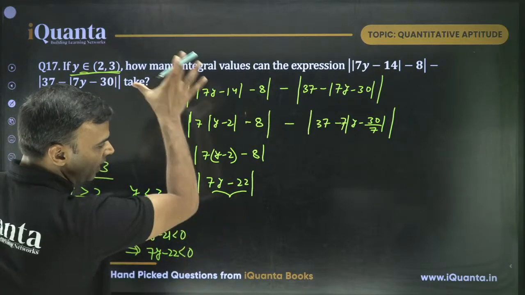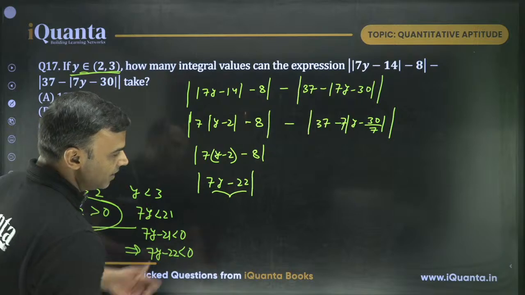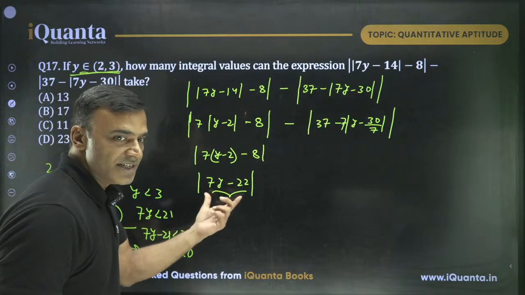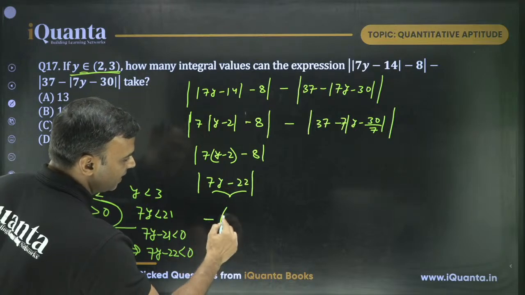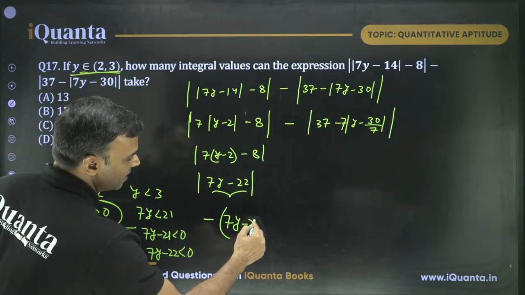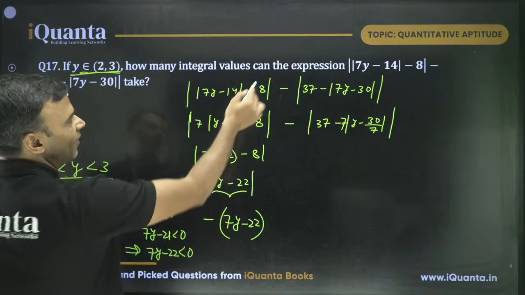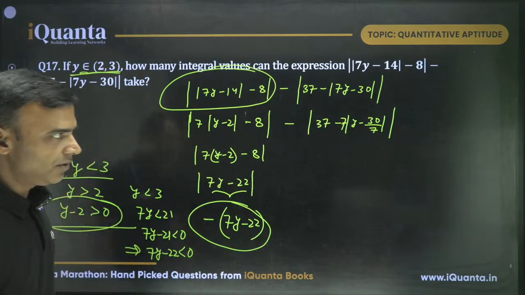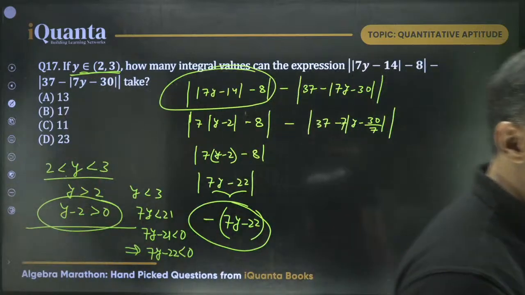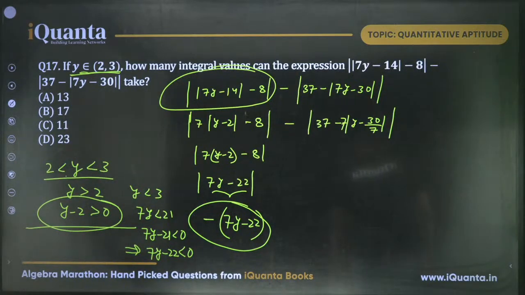So when I remove modulus, what do I get? When the quantity inside the modulus is negative, when the modulus goes away, the sign changes. So it is minus of 7y minus 22. So the first modulus is completely resolved like this. Are you guys with me? So the first part of the question is done. Can we see some responses?